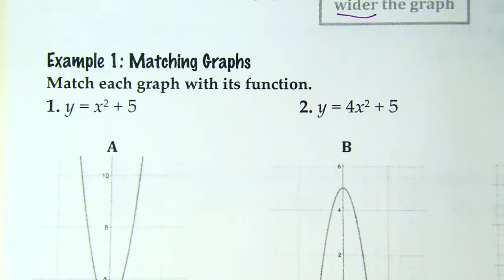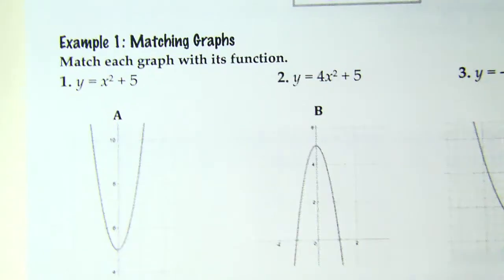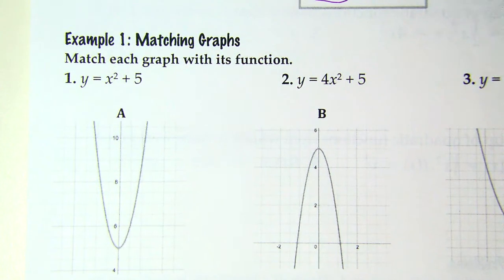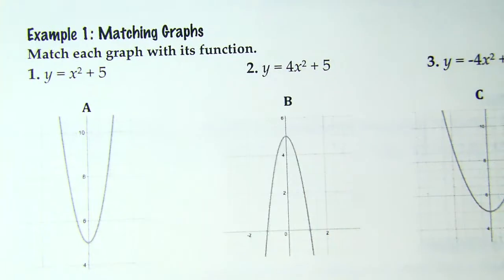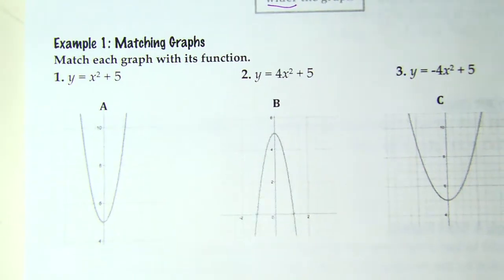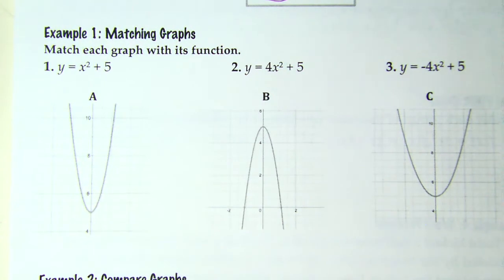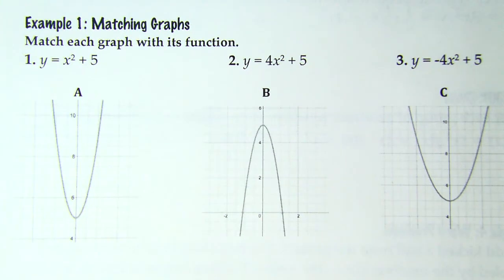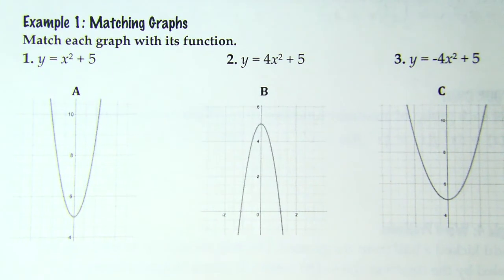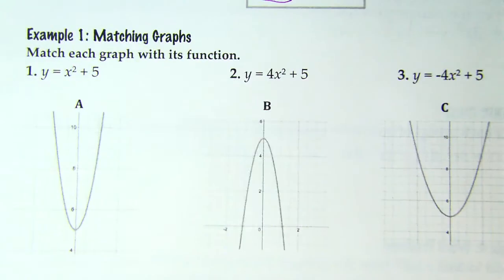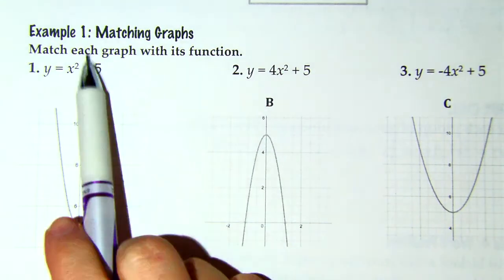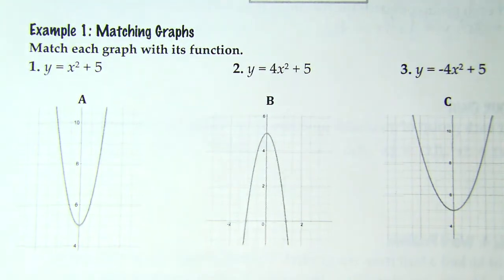So first we're going to match. That gives us 3 functions and 3 graphs. So you may not be able to see that very well, but we'll try. Can you see all the numbers? Okay. So we're matching A, B, and C, the graph, with whatever function it goes with. So a couple things to look for. First is a positive or negative. So the first number, is it positive or negative, because that'll tell you if it's up or down.